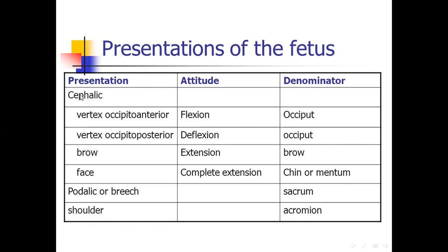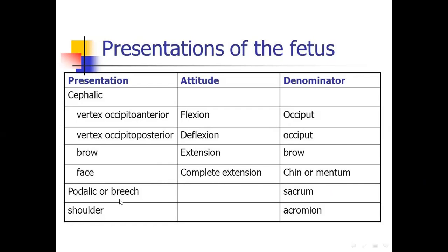Look here, the most common presentation, as we said, is cephalic in more than 96% of cases. If the head is flexed, this leads to vertex occipital anterior, or if mildly deflexed, it leads to vertex occipital posterior, and in both of them the denominator is the occiput, either occiput anterior, posterior, or transverse. Or the presenting part is the brow with the head extended, and the denominator is the brow. Or with a highly or maximally extended neck, the presenting part is the face, and the denominator here is the mandible or chin. Or in case of breech, the denominator is the sacrum, or shoulder, the denominator is the acromion.